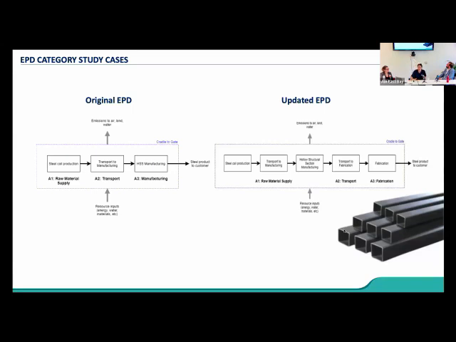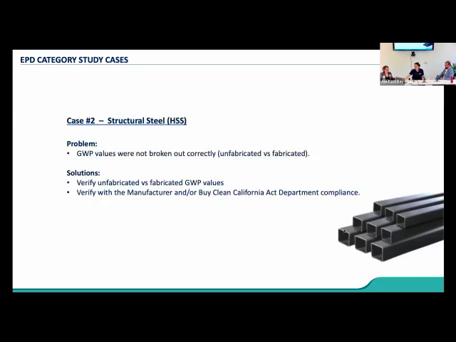So it's really important that you understand how those lines are getting drawn, because Buy Clean California delineates between the unfabricated material, which is this first A1 section on the right-hand side, versus the A1 to A3, which is the whole right-hand side of the equation. And there are limits associated with both of those categories that you need to stay below. So the solution for that is just make sure that you're verifying unfabricated versus fabricated GWP potentials, and that you're working on that with the manufacturer to determine Buy Clean California compliance.